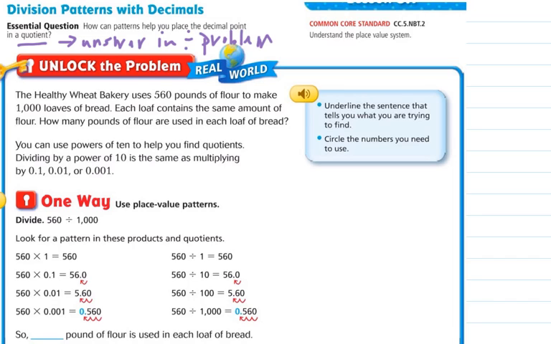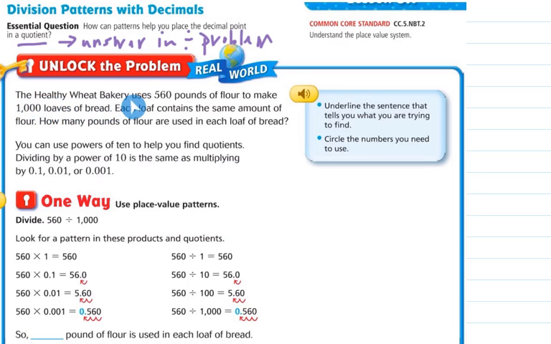So we are going to start with the real world unlock the problem. On the blue box on the right hand side, it's asking us to do some things. It says underline the sentence that tells you what you're trying to find. And secondly, it said circle the numbers you need to use. So I'm going to start over here, and I hope that you will follow along with me.